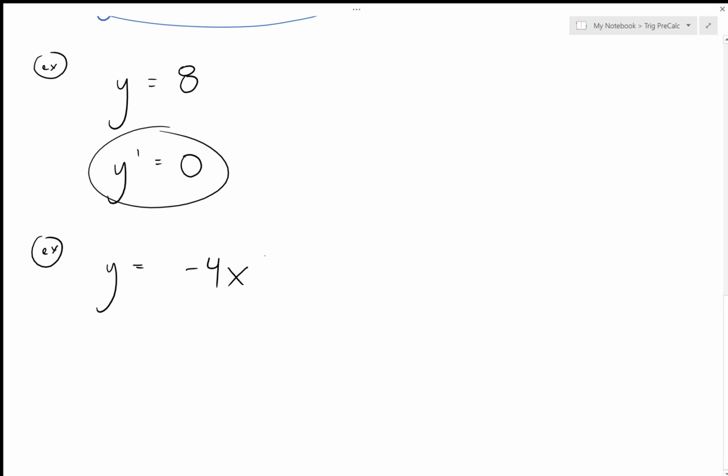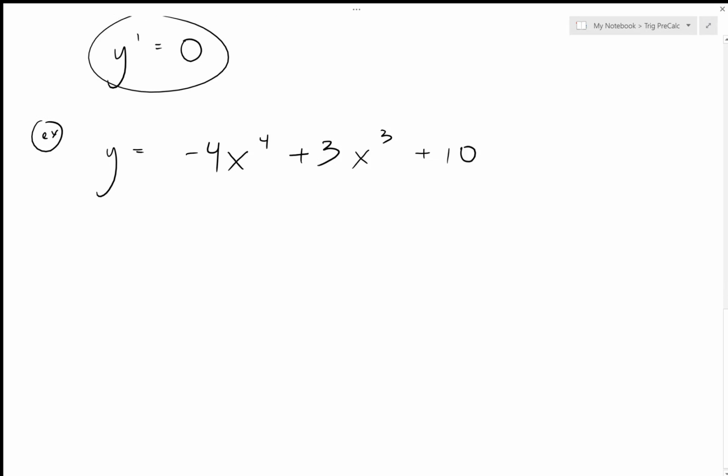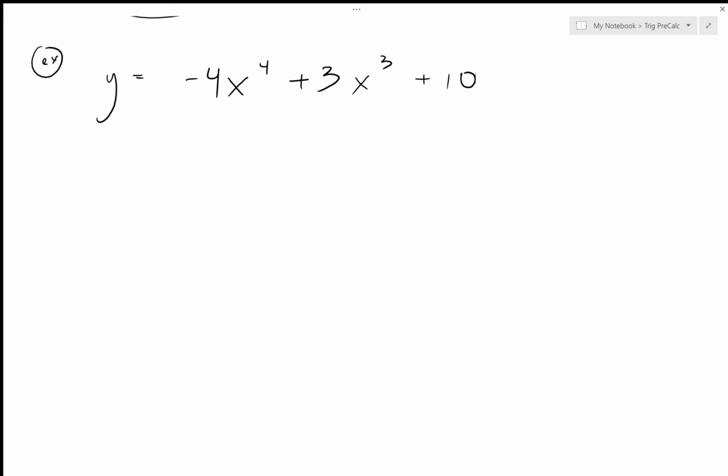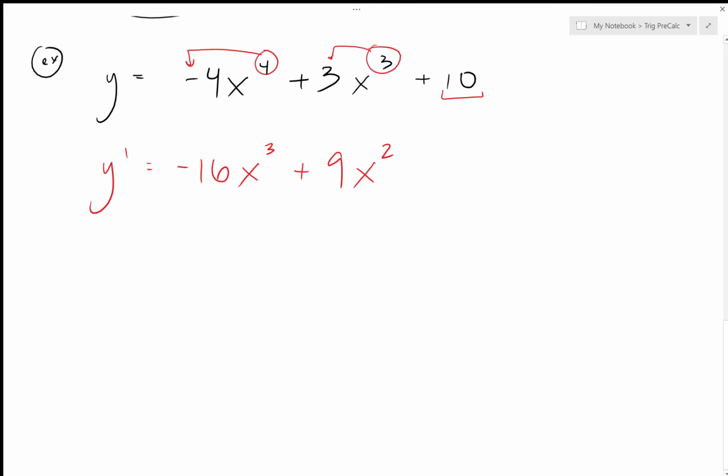Negative 4x to the 4 plus 3x cubed plus 10. So another three-piece problem. So the derivative of this is, okay, we move that down, that one moves down. Now we can kind of do this in our heads now. Negative 4 times that 4 gives me a negative 16. X to the 1 lower, 3. Plus 3 times 3 is 9. X, and then 1 lower, squared. 10 is a constant or a number all by itself, so when we take the derivative of that, it becomes 0, so we don't need to show it.